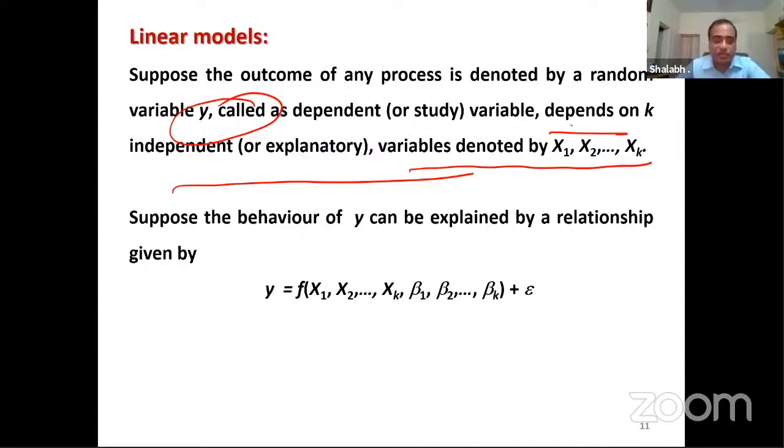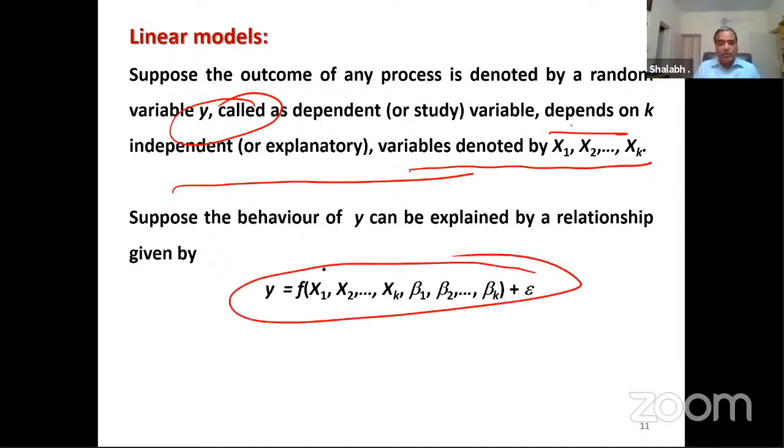For example, rainfall: the outcome of agriculture depends on a couple of variables like quantity of fertilizer, rainfall, temperature, etc. So definitely there is going to be a relationship between the input and output variables. Suppose this relationship is given by y is equal to f of x1, x2, ..., xk, beta 1, beta 2, ..., beta k plus epsilon.